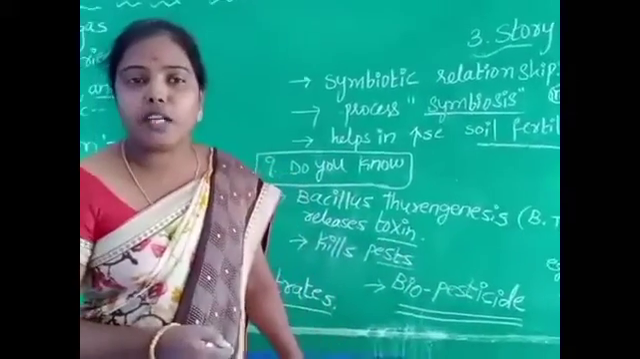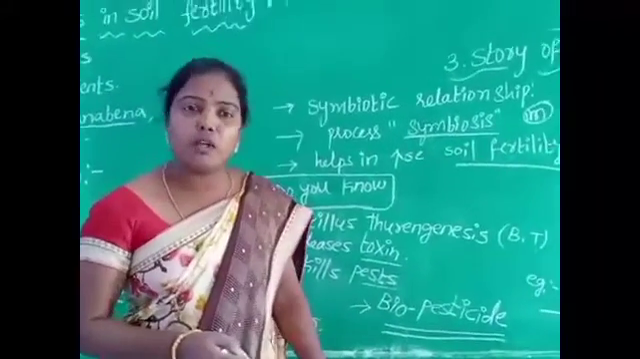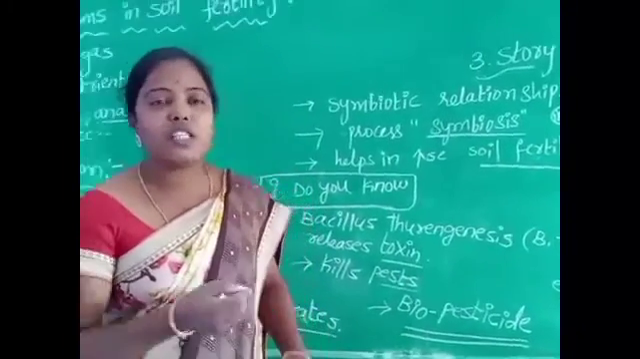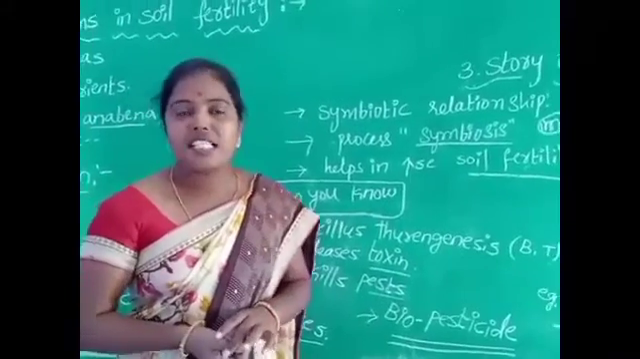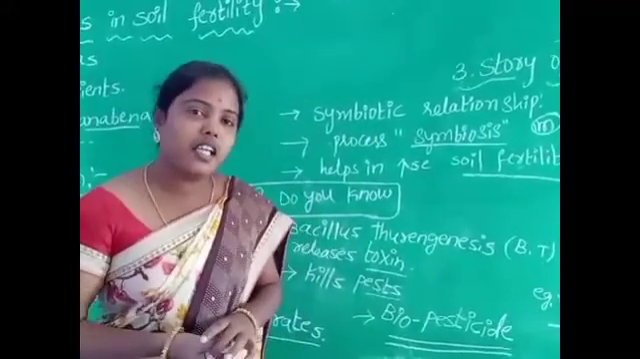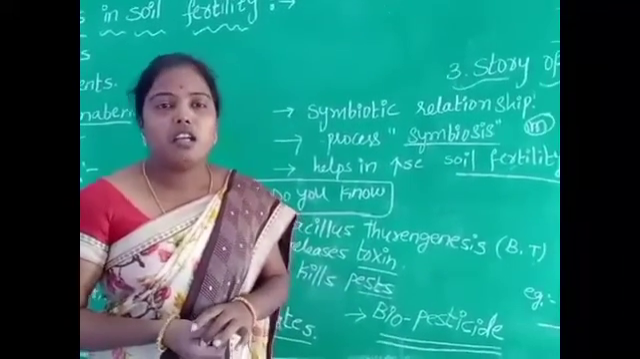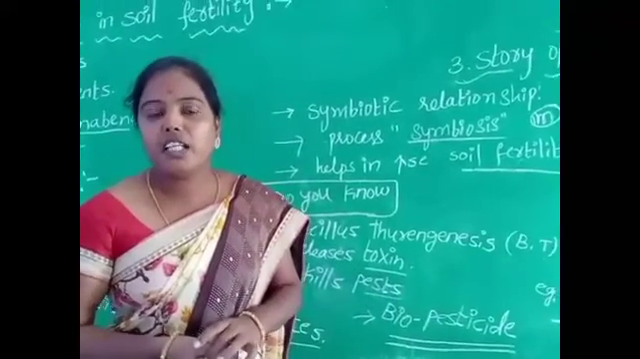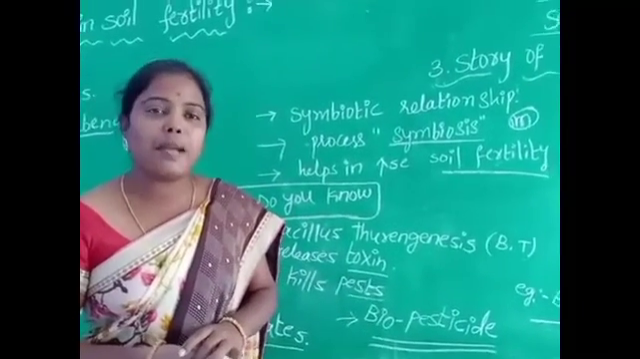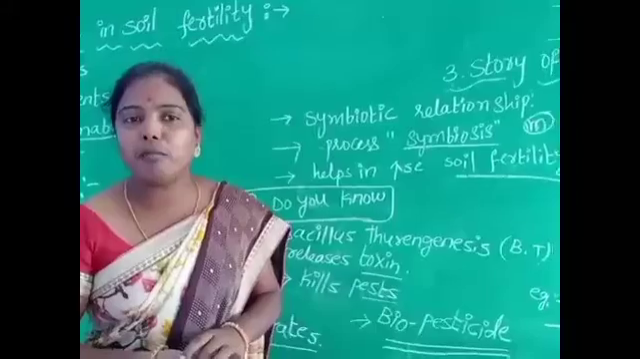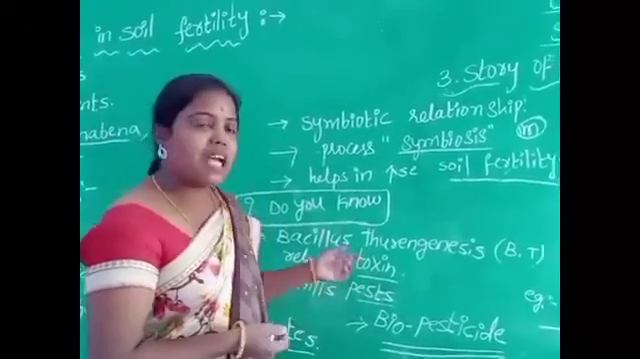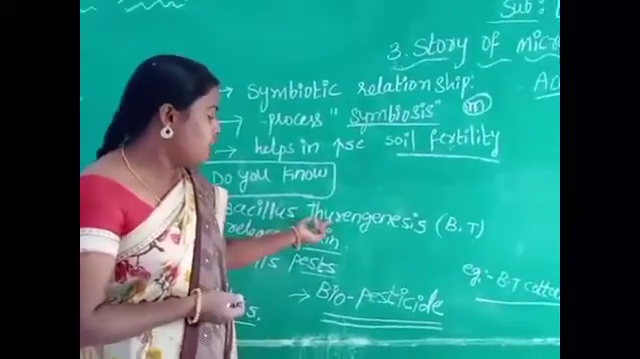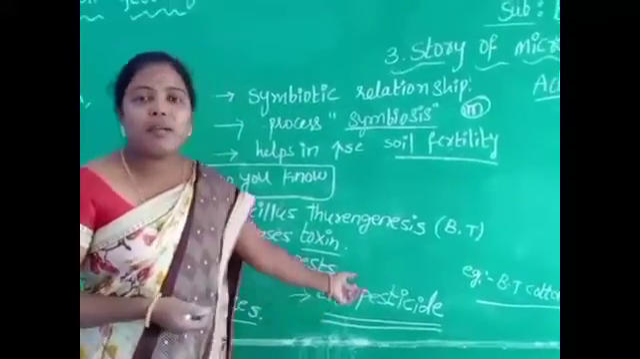Very important one more question: what is called biopesticide and why is it called biopesticide? Bacillus thuringiensis is a name of bacteria which contain toxic chemical. This chemical is useful to kill the pests present in the plant body. That's why Bacillus thuringiensis bacteria is also called a biopesticide.